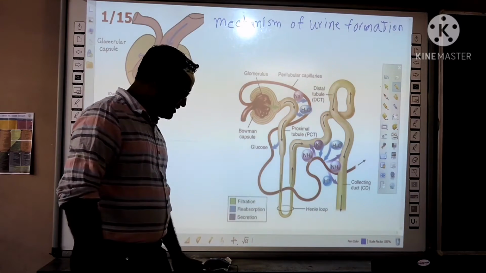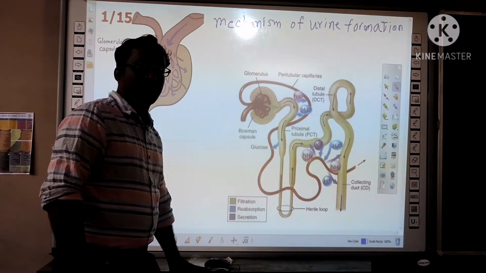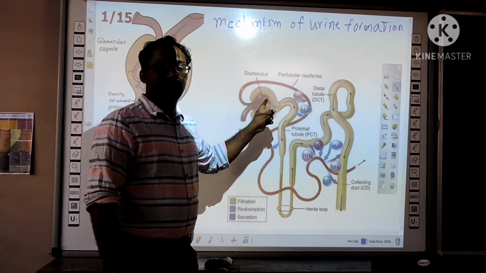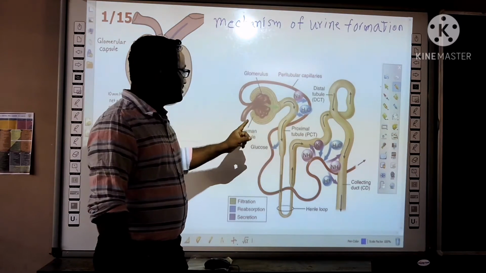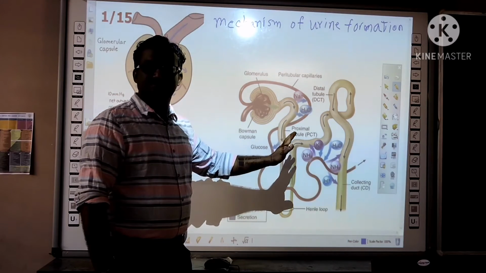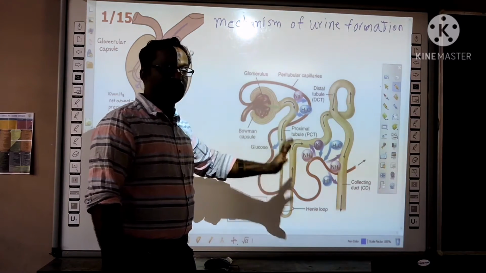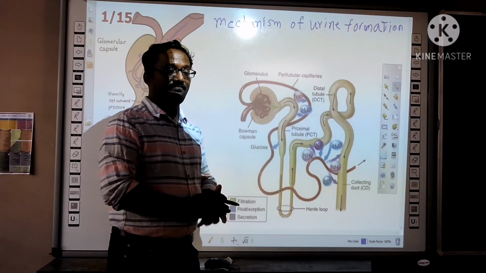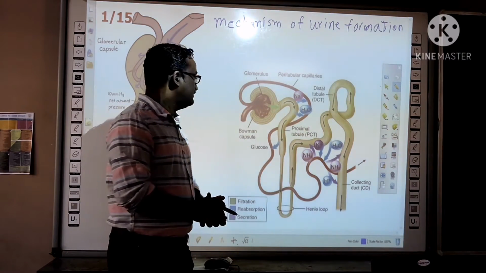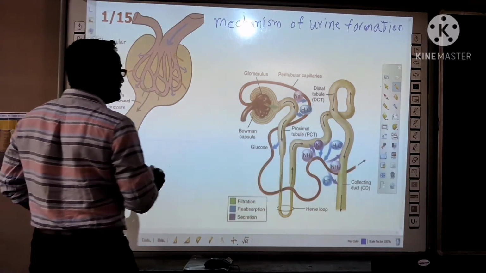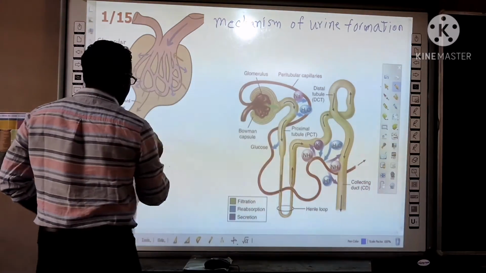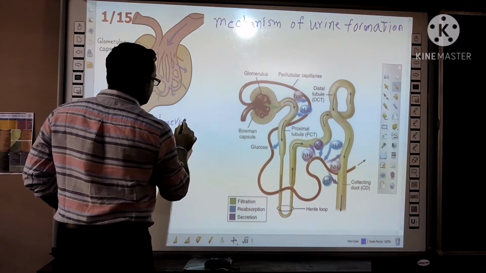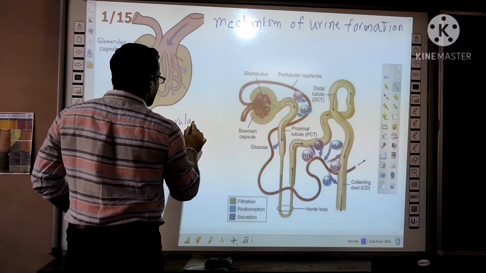In this mechanism, you can see 4 steps. First one, glomerular filtration. Next, tubular reabsorption. Third one, tubular secretion. And the last one, concentration of urine. So first of all, glomerular filtration.